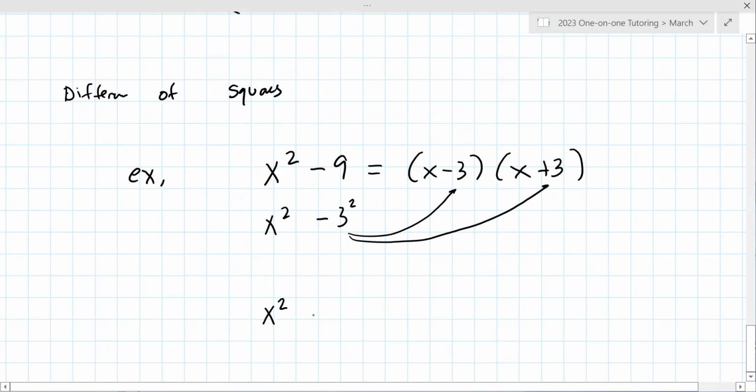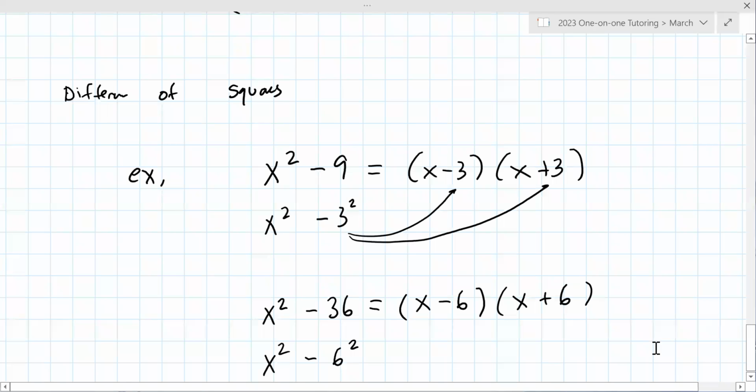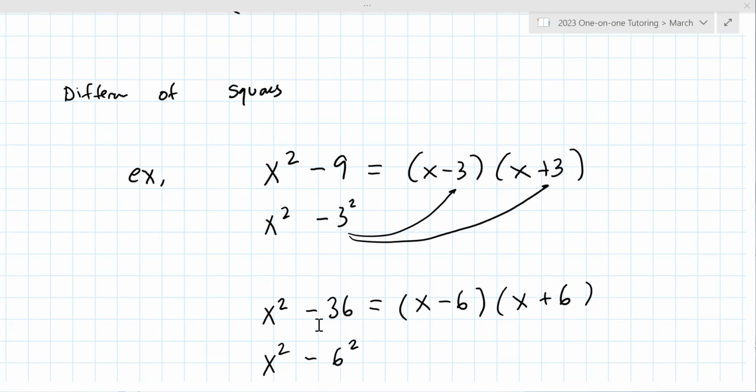So let's say it's x squared minus 36. So you have to figure out what number squared gets you to 36. That's really the hardest part of this. This is 6 squared. So it's always a positive and a negative inside parentheses there. Does this look familiar to you? That one looks a little more familiar. Okay. So the hardest part is really finding the square root. Exactly. Yeah.